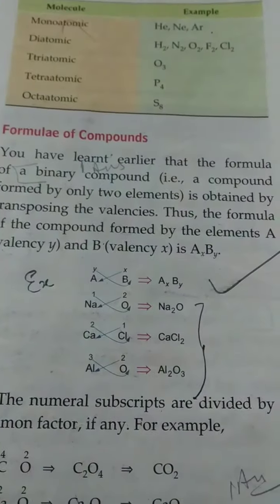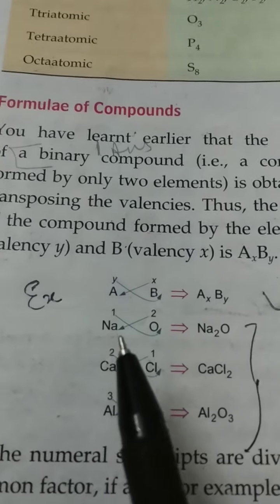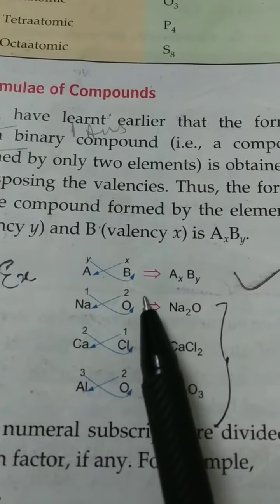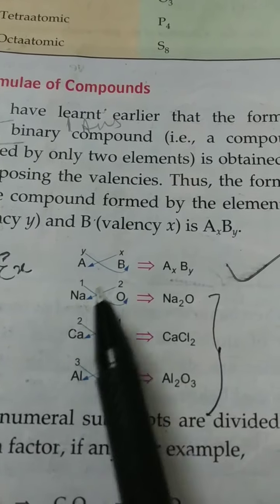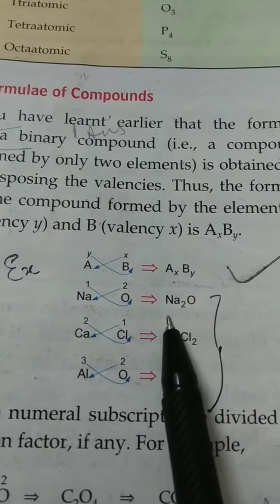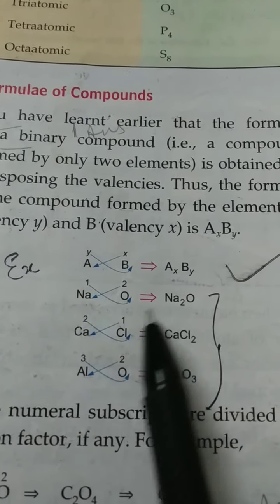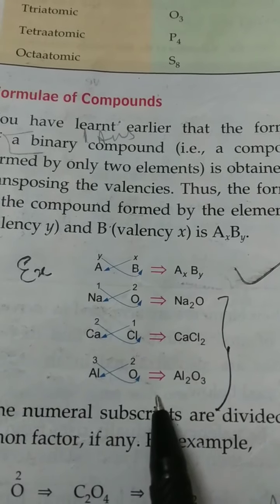These 3 examples they have given. Sodium valency 1, oxygen 2, transposing valencies, binary compound we get Na2O. Similarly, other 2 examples they have given.